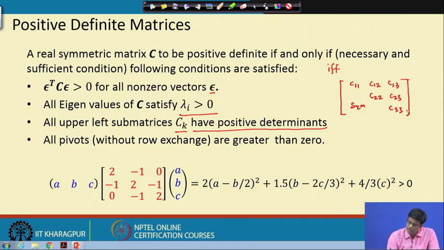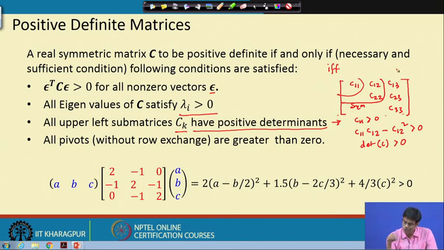So, this means that C11 should be greater than 0, C11 into C22 minus C12 square should be greater than 0, and the determinant of this C matrix should be greater than 0. That means, essentially this part is greater than 0, the determinant of this part is greater than 0, and finally the determinant of the 3 cross 3 matrix should be greater than 0. In addition to that, all pivots without any row exchange are greater than 0.